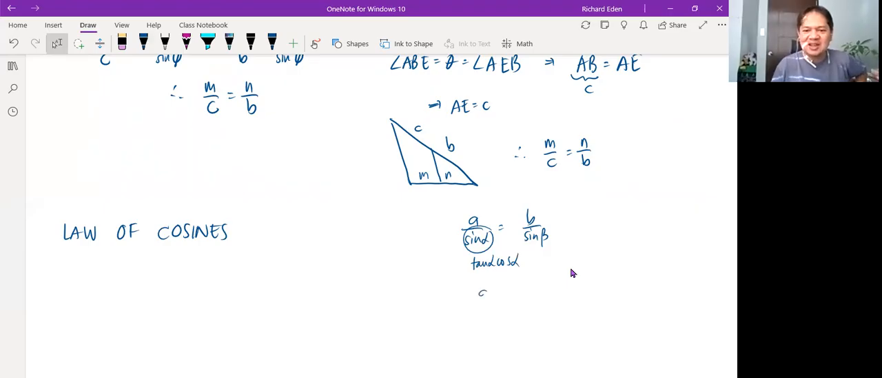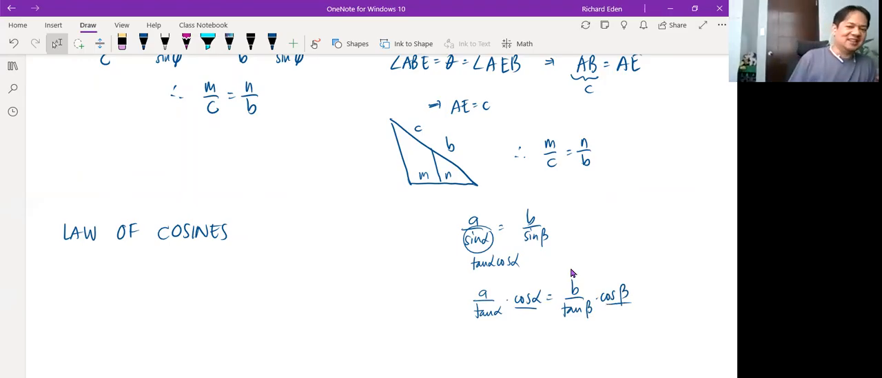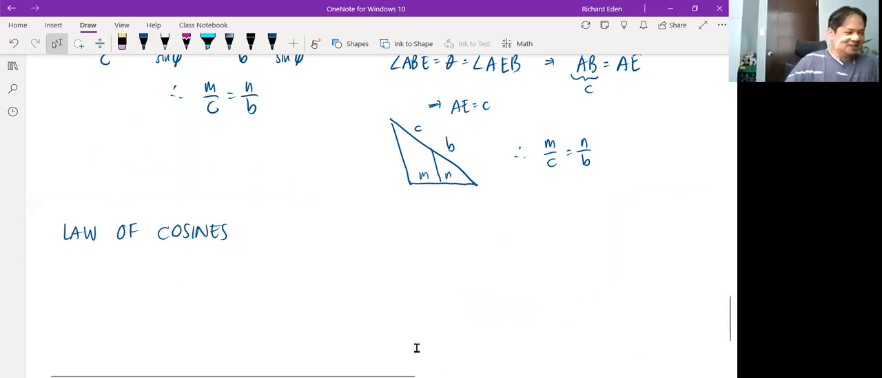So now we have A over tangent alpha, times cosine alpha, equals B over tangent beta multiplied by cosine of beta. You even get a bonus, cosine alpha and cosine beta. All right? Let's call that our law of tangents. Literally. Okay, just a quick interjection.